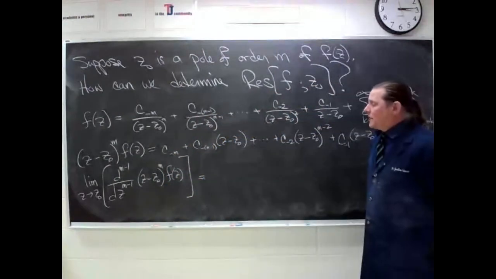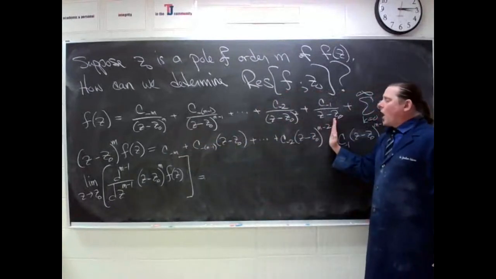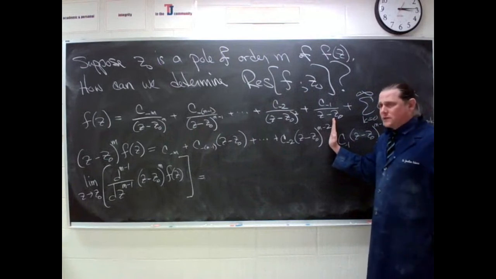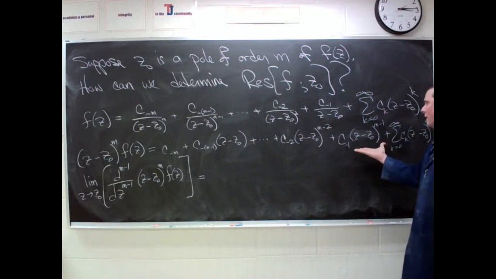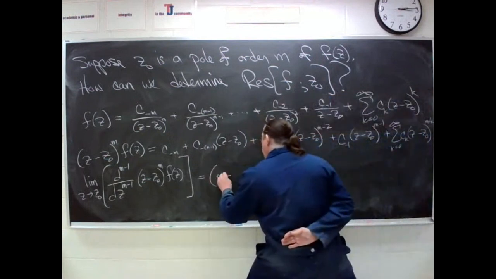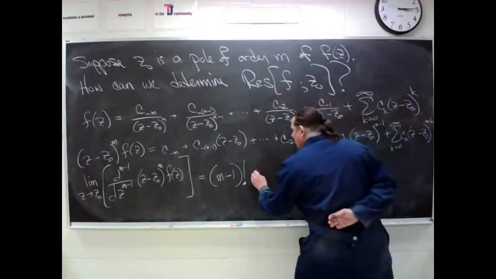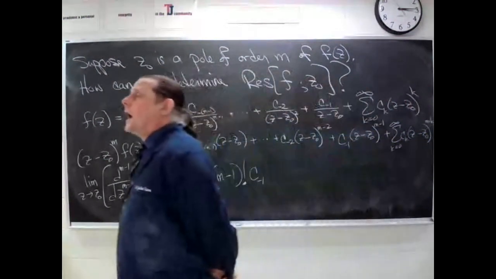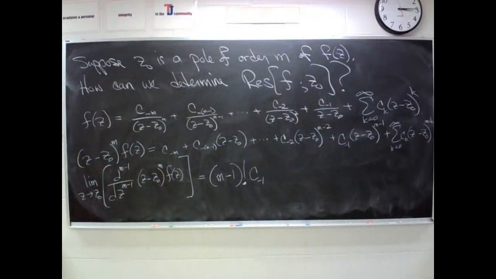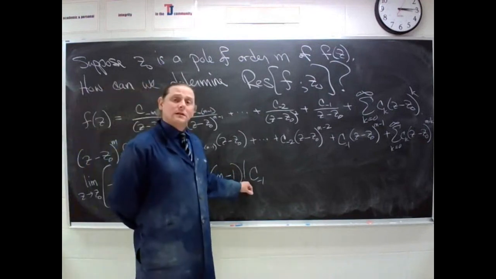I had to take m minus 1 derivatives. All of these terms are going to go to 0. They're already 0. Here, I take m minus 1 derivatives, and I'll get m minus 1 factorial, c sub negative 1, and I won't have any dependence on z in that term. So the limit as z approaches z naught does not affect this term.